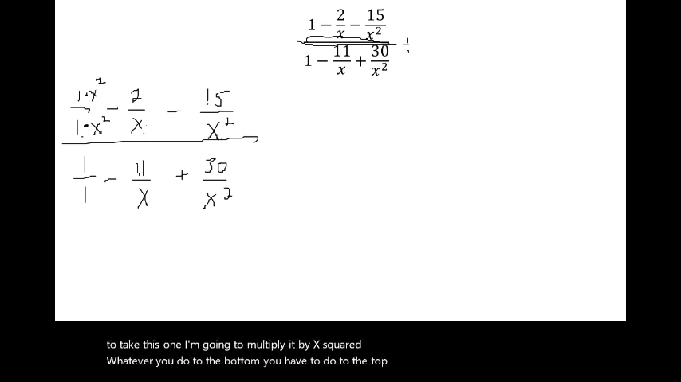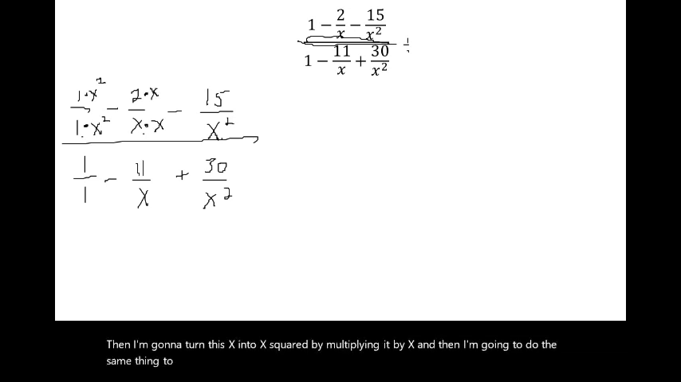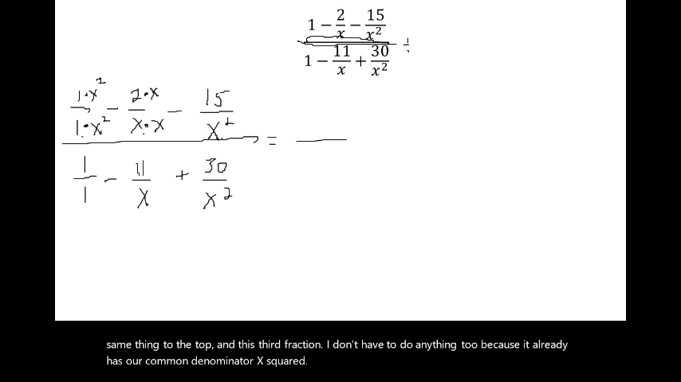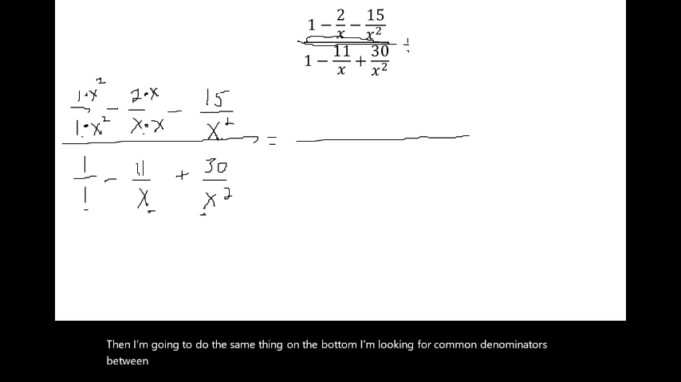Then I'm going to turn this x into x squared by multiplying it by x, and then I'm going to do the same thing to the top. And this third fraction I don't have to do anything to because it already has our common denominator x squared. Then I'm going to do the same thing on the bottom. I'm looking for common denominators between 1, x, and x squared. So the common denominator between 1, x, and x squared is going to be x squared.